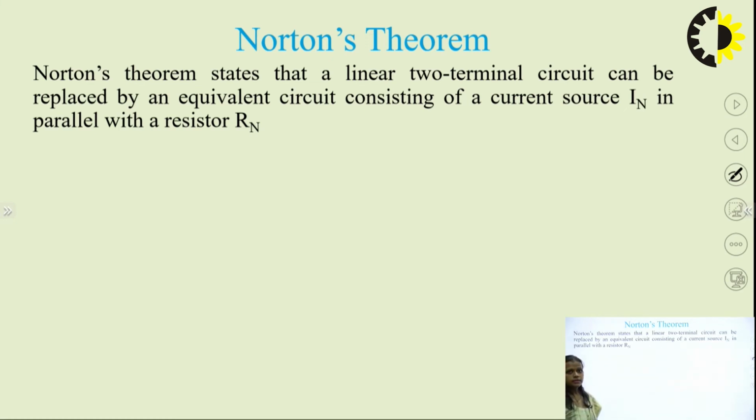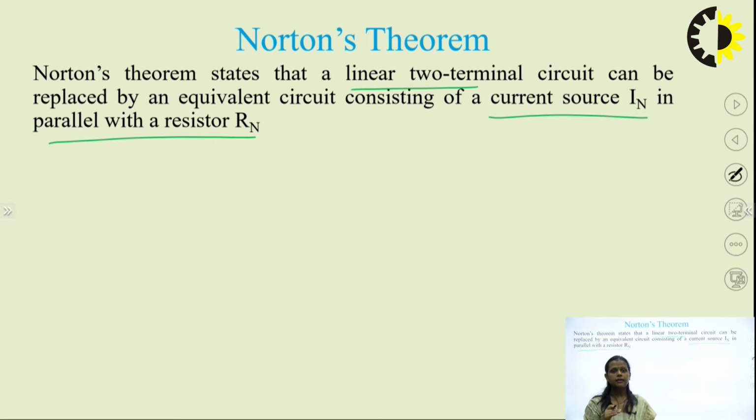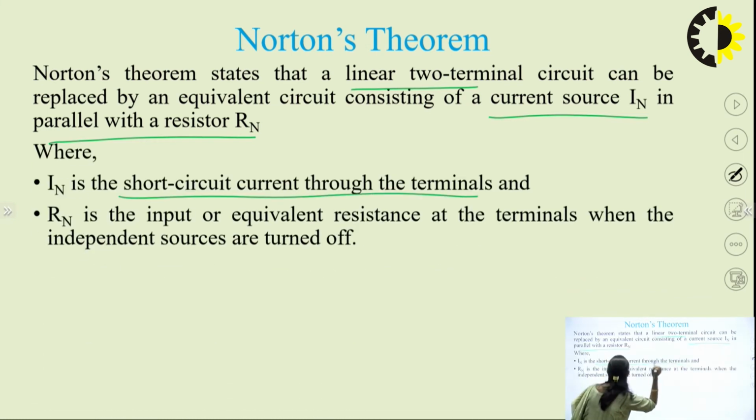Now, coming to Norton's theorem. Norton's theorem states that a linear two-terminal circuit can be replaced by an equivalent circuit consisting of a current source in parallel with a resistance Rn. Like in Thevenin also we are replacing the two-terminal network with an equivalent circuit, but in Thevenin we replace it with a single voltage source and a resistance in series with it. Here it is replaced by an equivalent circuit consisting of a current source which we denote as IN, or Norton current. We also call it the short circuit current, in parallel with resistance Rn. Here IN is the short circuit current through the terminal and Rn is the input or equivalent resistance at the terminal when the independent sources are turned off.